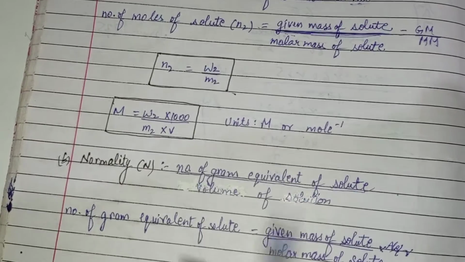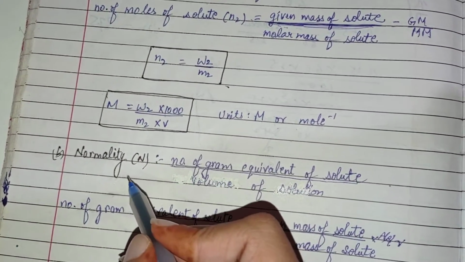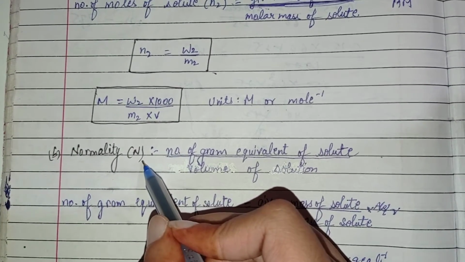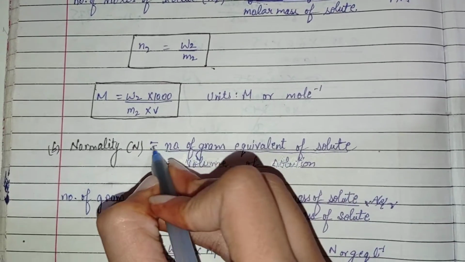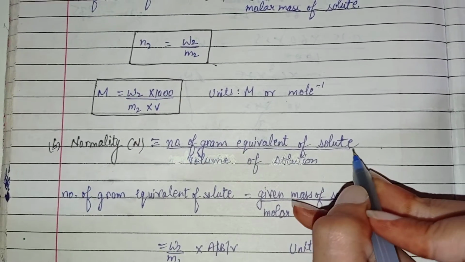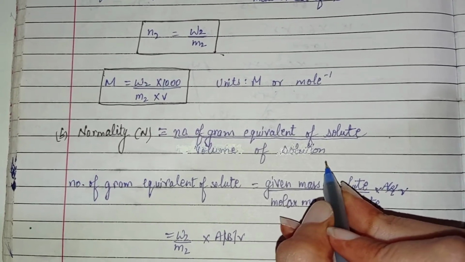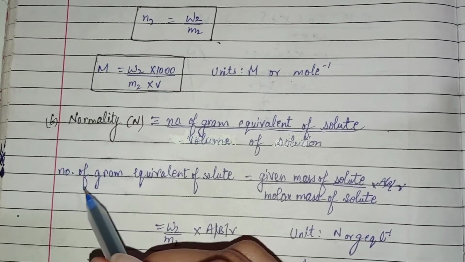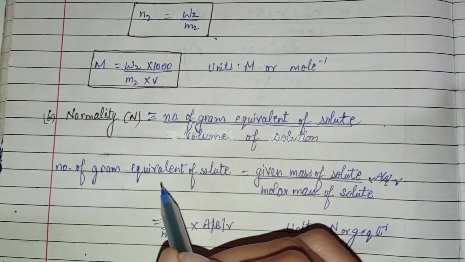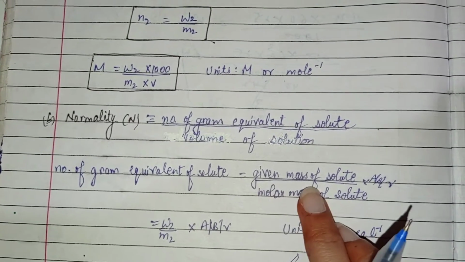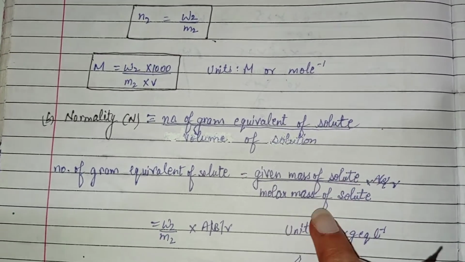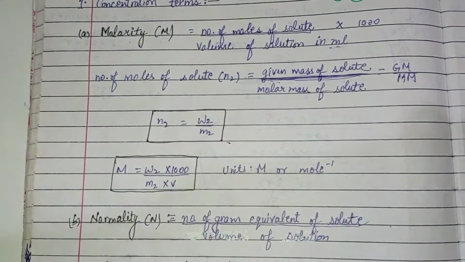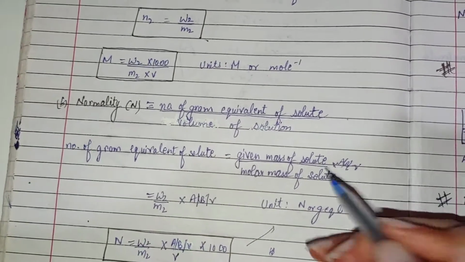Okay. Now let us talk about the next one, that is normality, which is denoted by capital N. Normality is equal to number of gram equivalents of solute upon volume of solution. How will we find the number of gram equivalents of solute? Here's the formula. It is the given mass of solute upon molar mass of solute, the same as when we find the number of moles. So the formula will be the same.